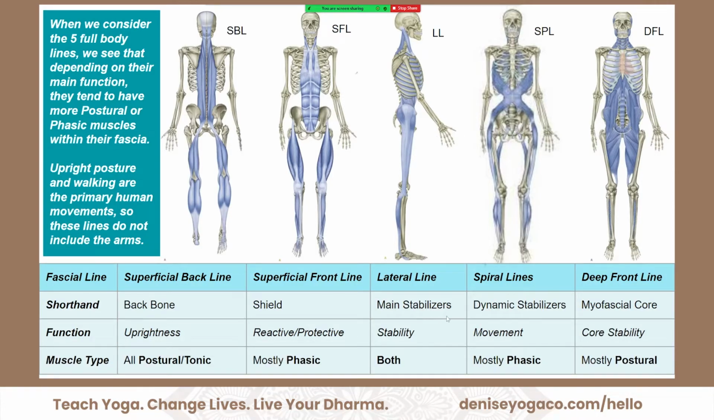These are the main stabilizers of the body, those lines. Its function is stability, especially lateral stability, keeping you moving forward. And you're going to see both postural and phasic muscles here. Okay, peroneals, I'm pretty sure those are postural.